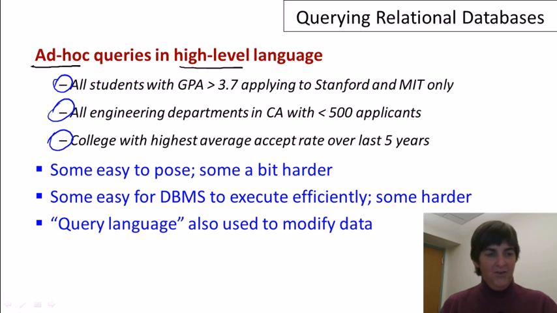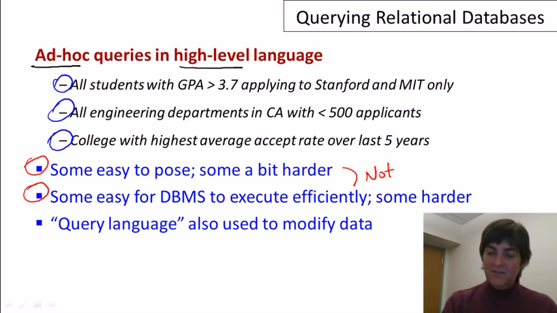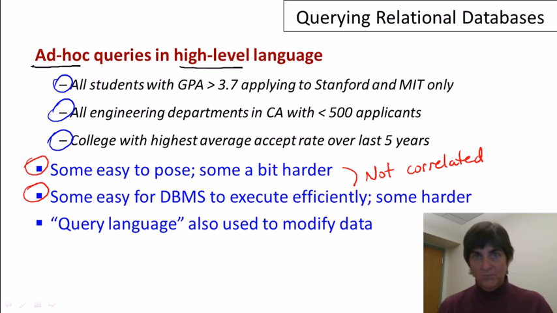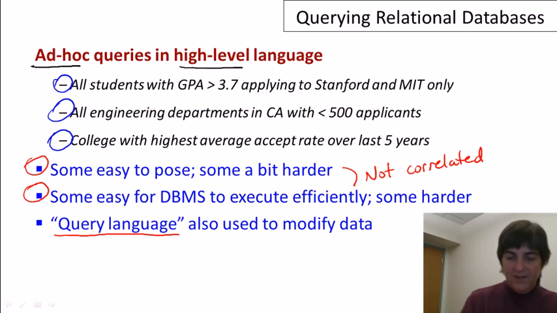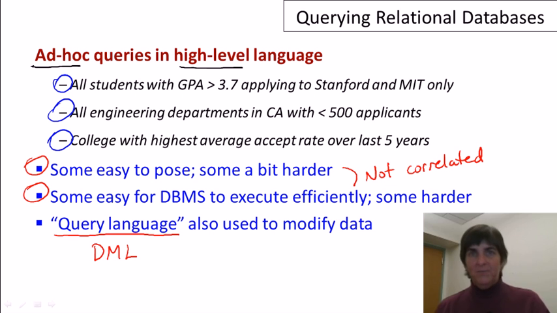So some queries are easier to pose than others. That's certainly true. The three queries you see here are, as I said, pretty easy to pose. Now, some queries are easier for the database system to execute efficiently than others, and interestingly, these two things aren't necessarily correlated. There are some queries that are easy to pose but hard to execute efficiently, and some that are vice versa. Now, just a bit about terminology. Frequently people talk about the query language of the database system. That's usually used synonymously with the DML or data manipulation language, which usually includes not only querying but also data modifications.